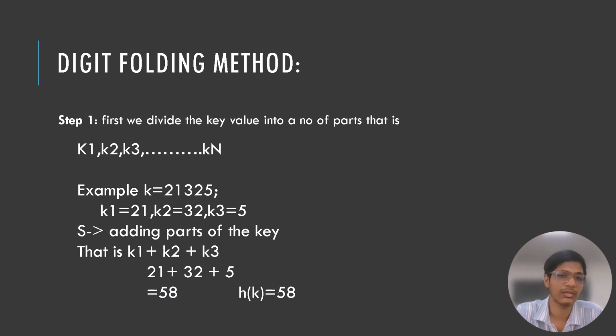In this method, we simply add the parts of the key, that is, k1 plus k2 plus k3. By adding these, we obtain the final value of 58, and here h(k) equals 58. I hope you find this method easy.